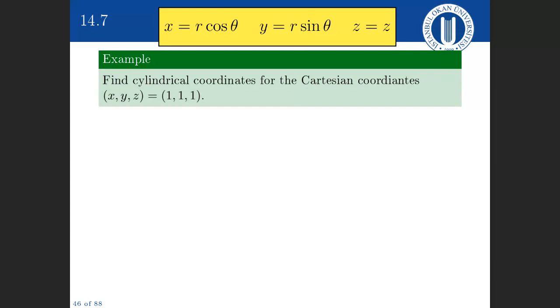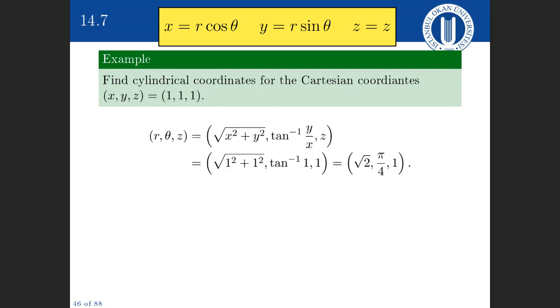So, for example, find cylindrical coordinates for the point with Cartesian coordinates 1, 1, 1. We use the formulae at the top. X is r cos theta, y is r sine theta, and z is equal to z. So r must be the square root of x squared plus y squared. Theta must be inverse tan of y over x, and z is equal to z. Put the numbers in, we get root 2, pi over 4, and 1. All we're doing is we're doing polar coordinates for the first 2 coordinates. We're changing x and y into r and theta, but z is just staying the same. Z is equal to z.